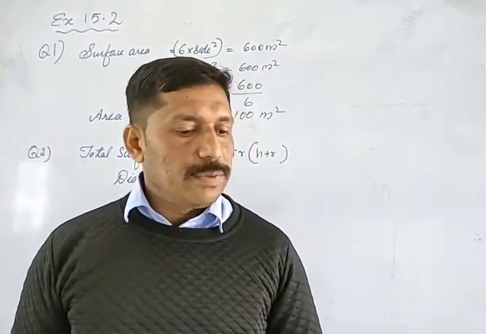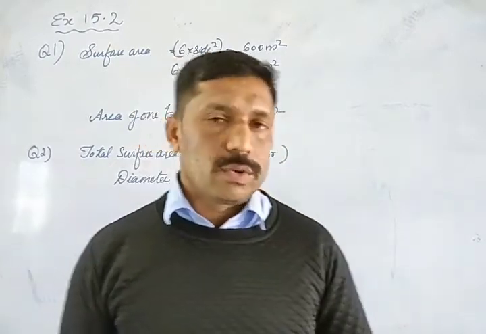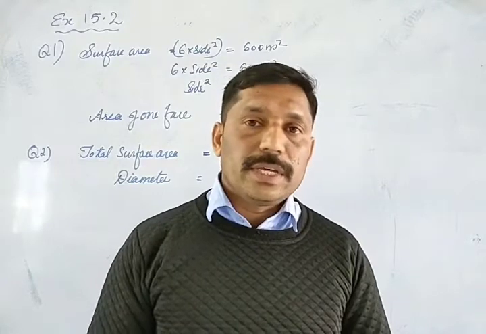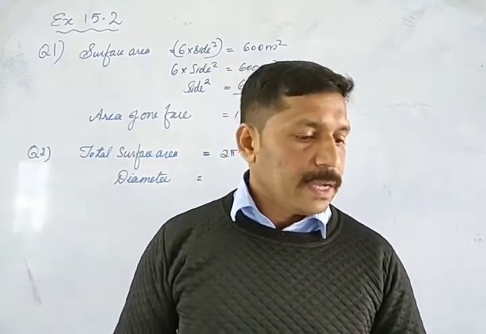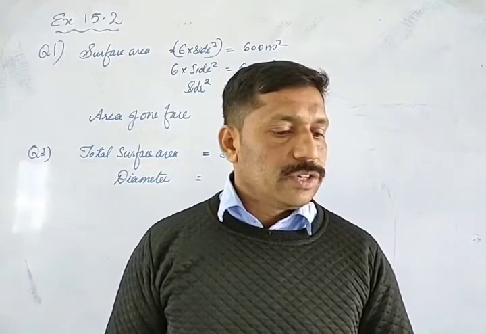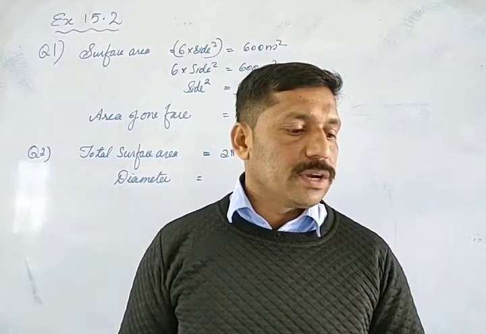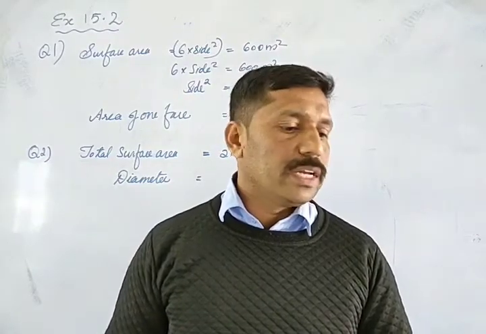Now look at the second question. Find the total surface area of a solid cylinder. A solid cylinder means its curved surface area and the surface area of the two circular faces, up and down, that we have to find out. Its diameter of base and height are 28 centimeter and 14 centimeter respectively.